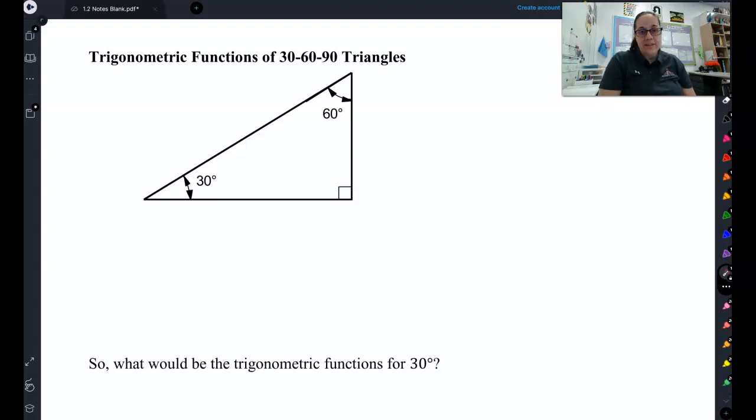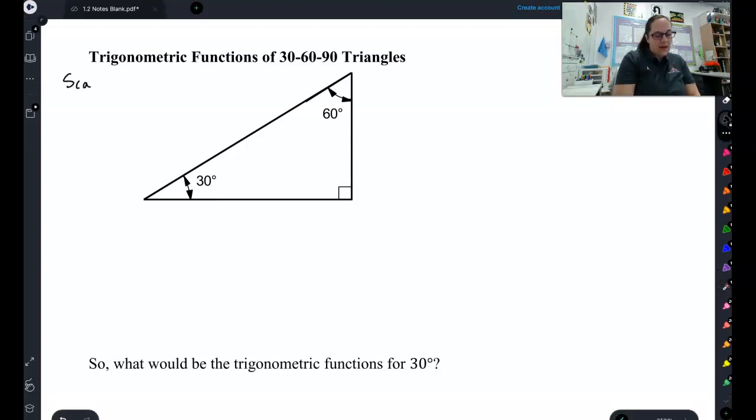Let's look at a 30, 60, 90. Now, you may notice right away this triangle is not isosceles. All three side lengths are different, which is what we call scaling. Scaling is when all three side lengths are different, or all three angles are different measurements.